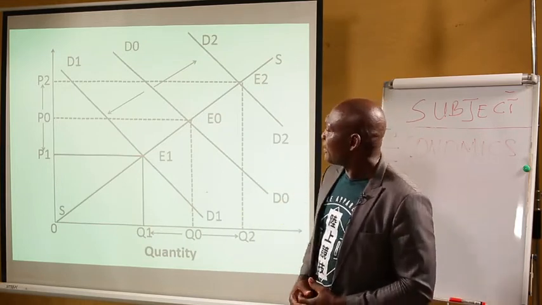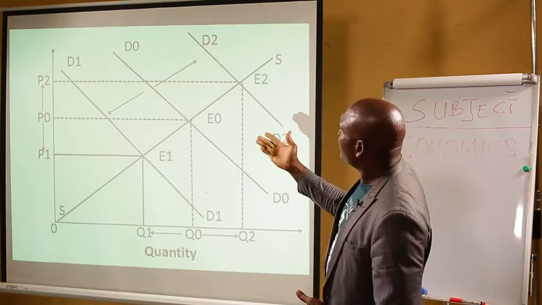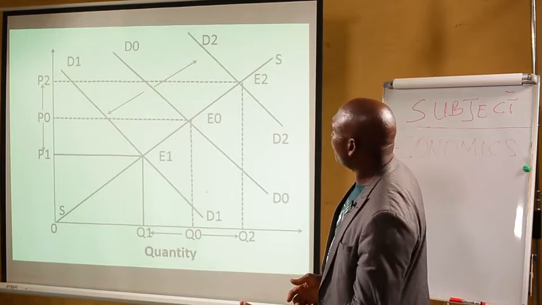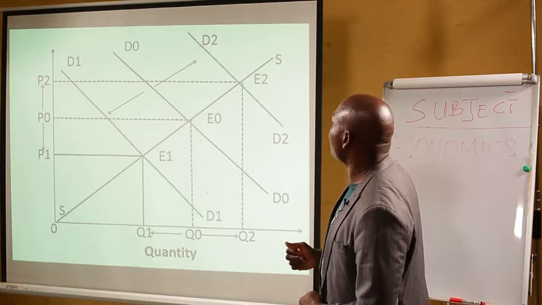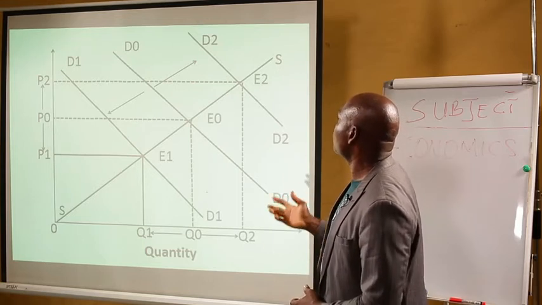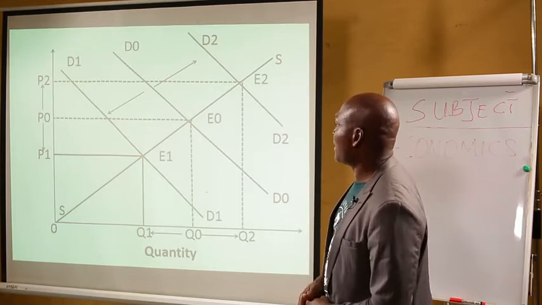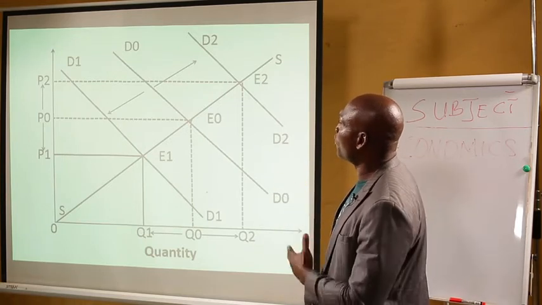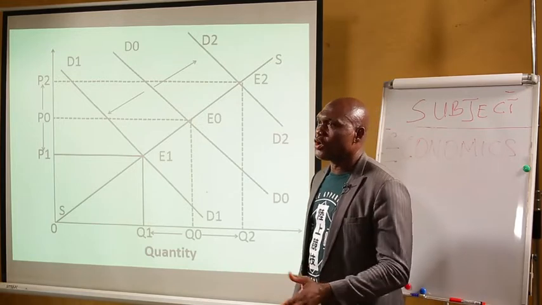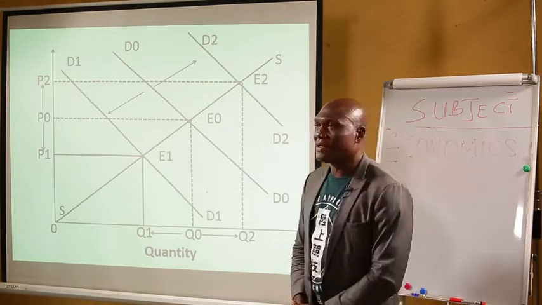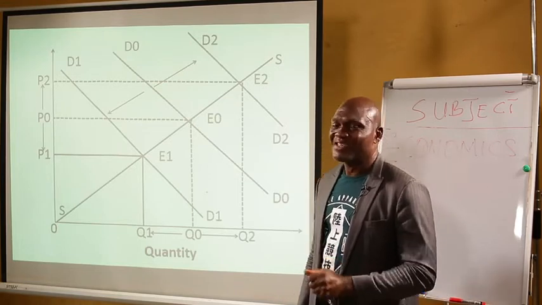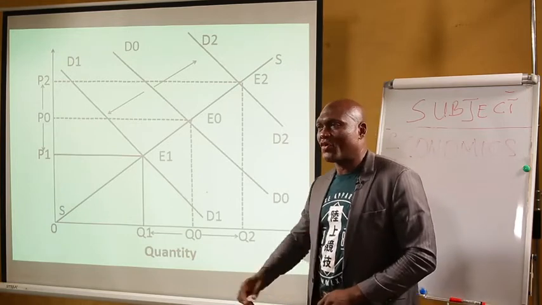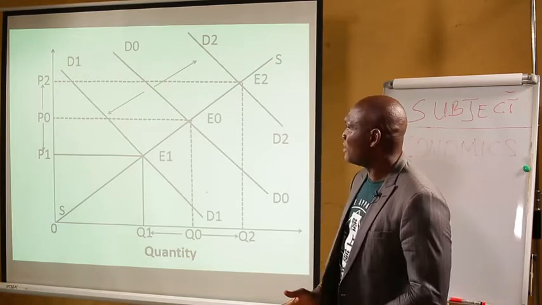This is the graph. You see, D1 means you have D1 on your left, you have D0 at the center, you have D2 at your right. Now, you look at D1, the arrow goes from D0 to D1, that is moving to your left. Remember, I told you that a movement of the demand curve to the left signifies decrease in demand, while a movement of the demand curve to your right signifies increase in demand.